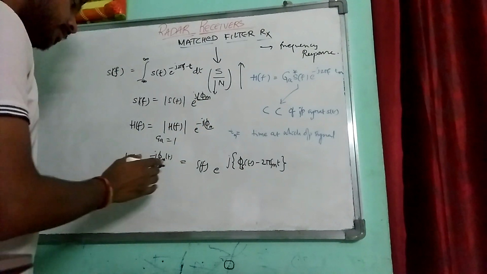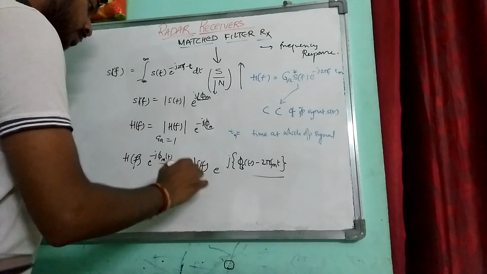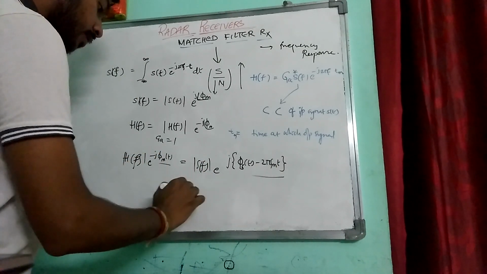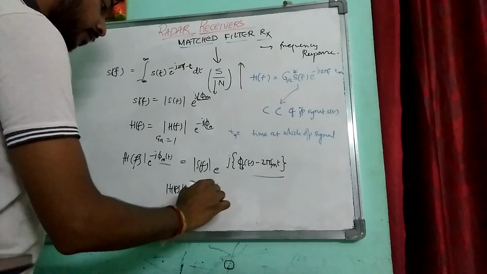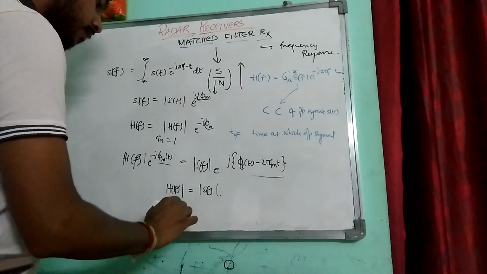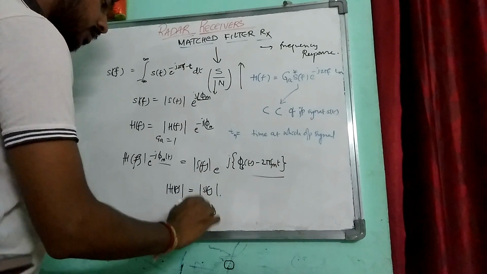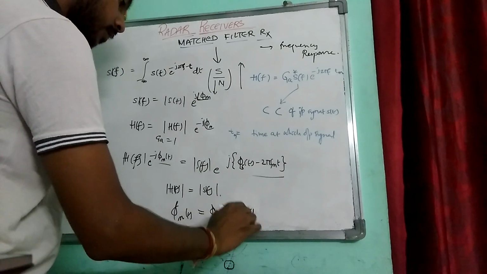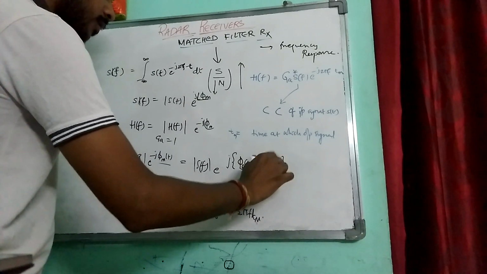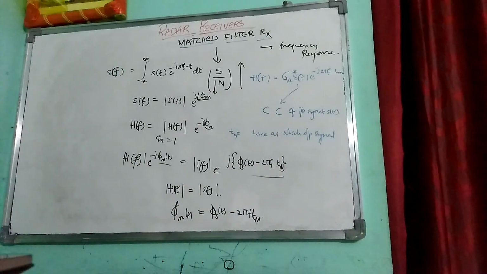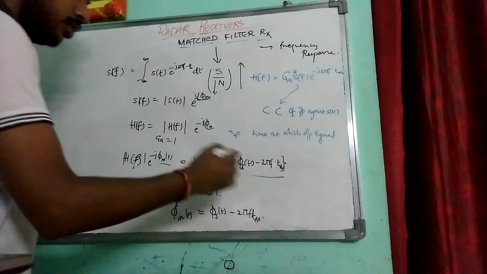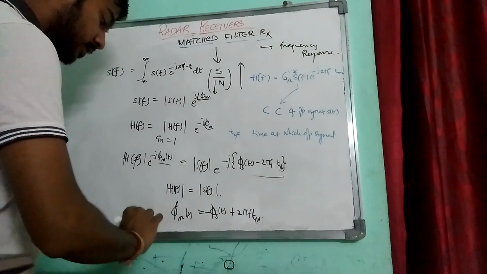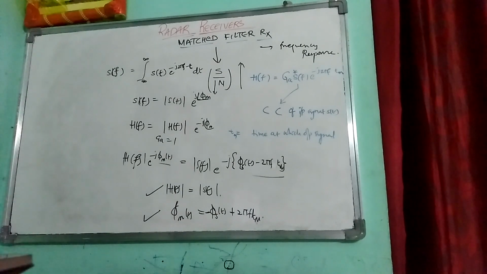Now if you see here, the magnitude of H of f is the same as that of S of f, whereas the phase is phi s of f minus 2 pi f t. There is a phase change here, but the amplitude remains constant.